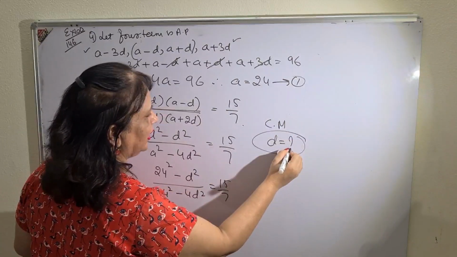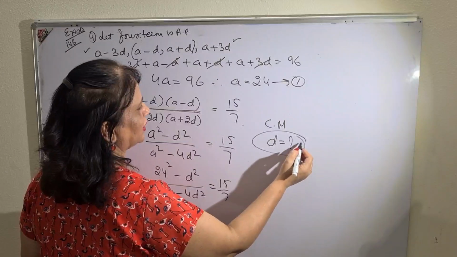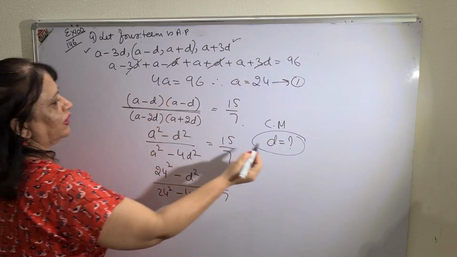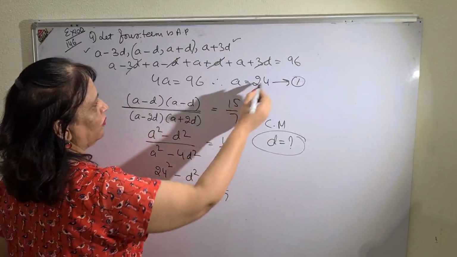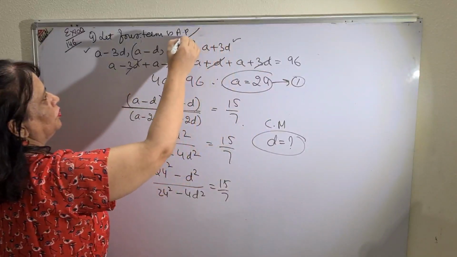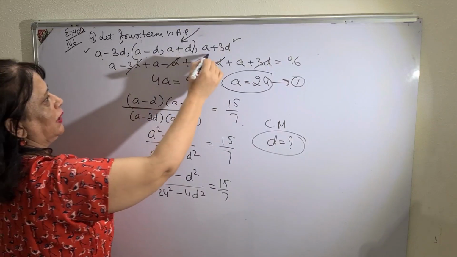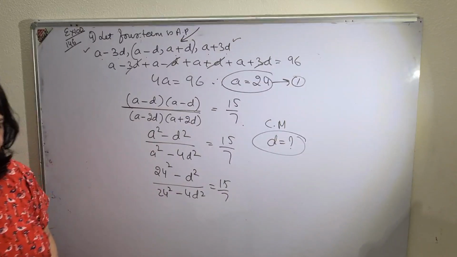Once you get d, it can be 2 numbers also. If you get 2 numbers, maybe plus and minus, then there will be 2 series. First you put d as plus, then you put d as minus. You have got a as 24, substitute to get the series a minus 3d, a minus d, a plus d, a plus 3d. So I hope you have understood how to present the sums.